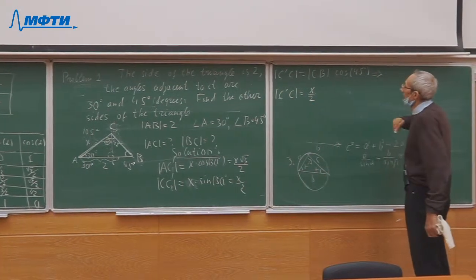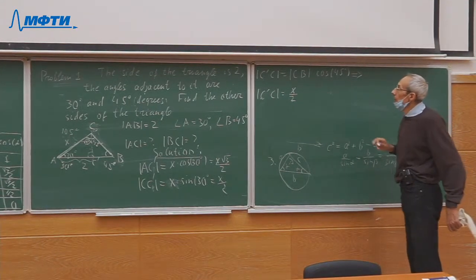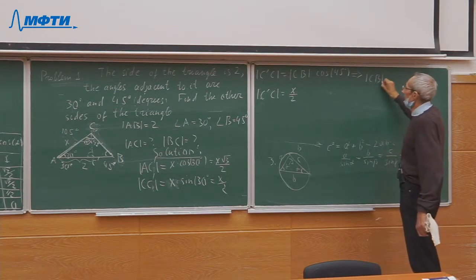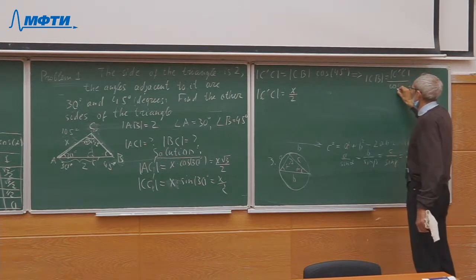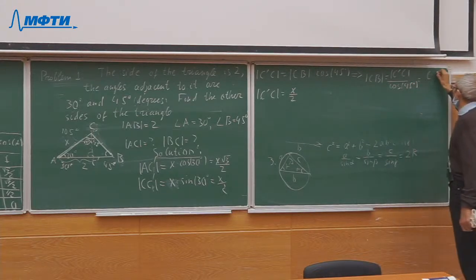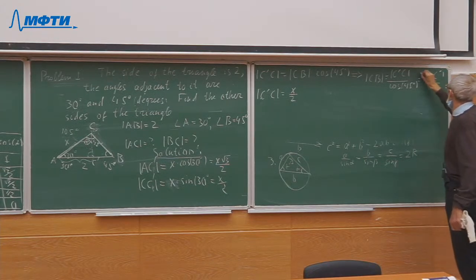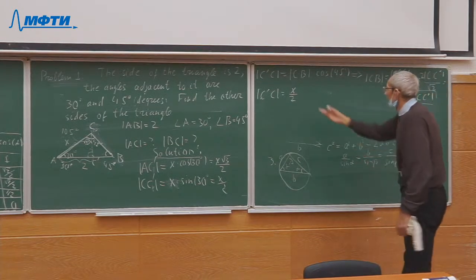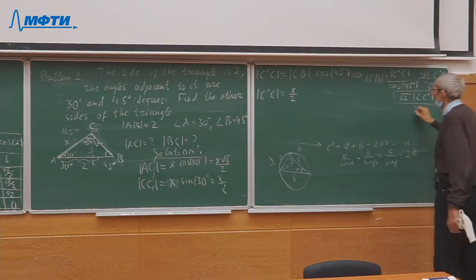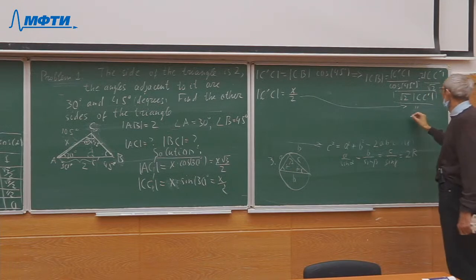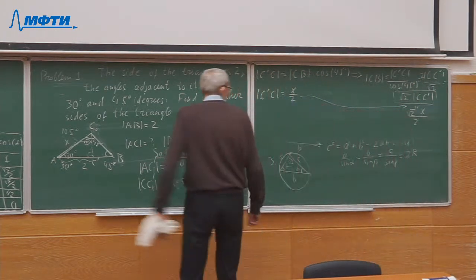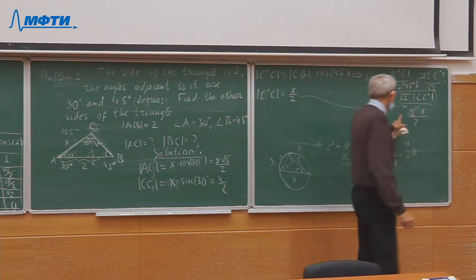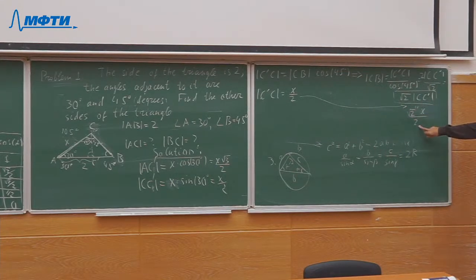And from this equation we can express CB from C prime C. CB is equal to C prime C divided by cosine 45 degrees, or CC prime. And substituting this expression, we obtain this segment is equal to the product of x square roots, divided by 2.